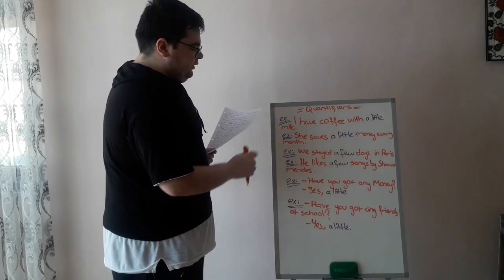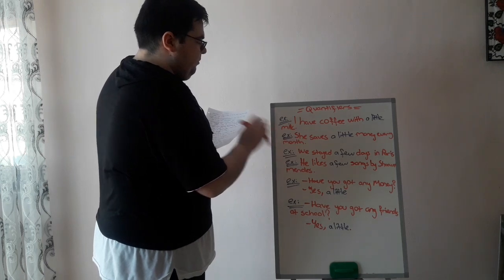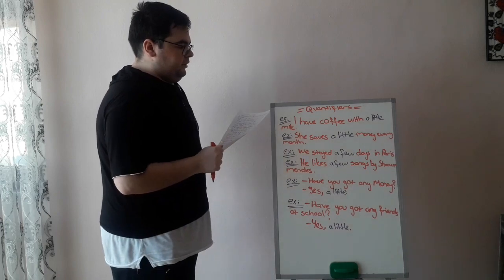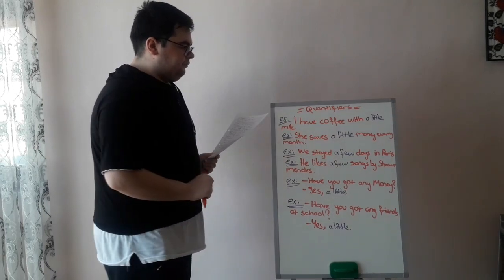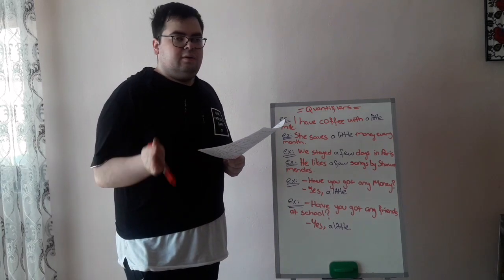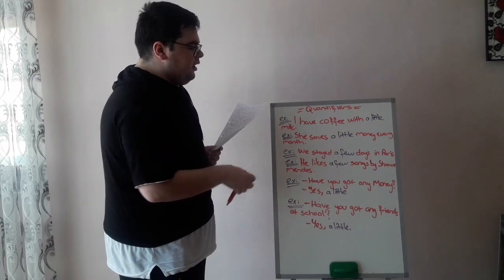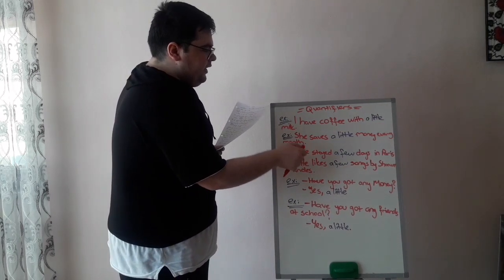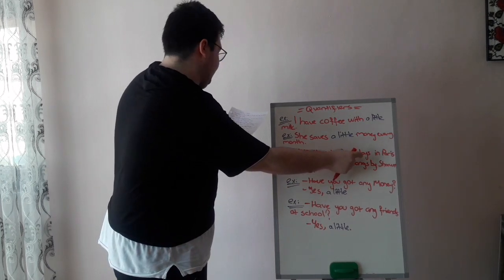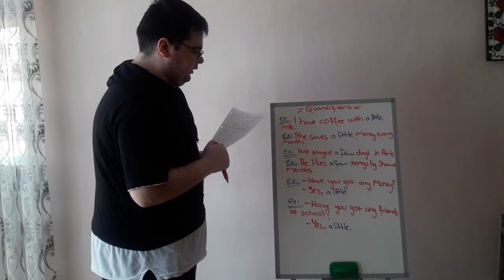Let's look at our second example. She saves a little money every month. Here, as you can see, money is uncountable. We use a little. A few is used with plural countable nouns. Let's look at our example. We stayed a few days in Paris. Here, as you can see, days is a plural countable noun.